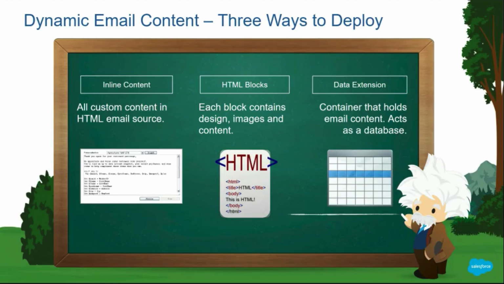So the third way to work with dynamic content in Marketing Cloud is called a data extension. So a data extension is nothing more than a container inside Marketing Cloud that holds all of your content and acts as a content database at the time of email send. So think of it like a Google spreadsheet or an Excel spreadsheet where you might keep your content and you would upload that spreadsheet into your data extension.